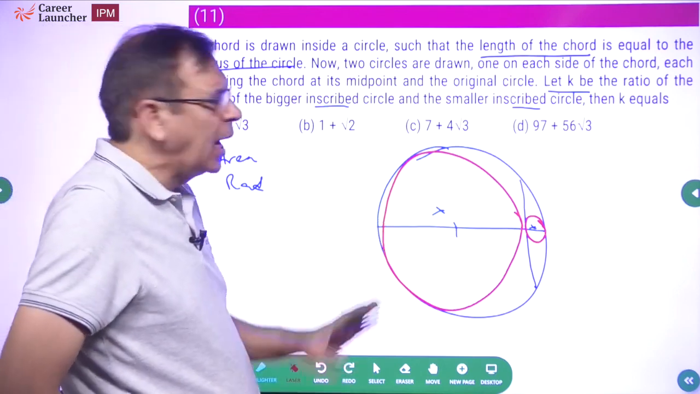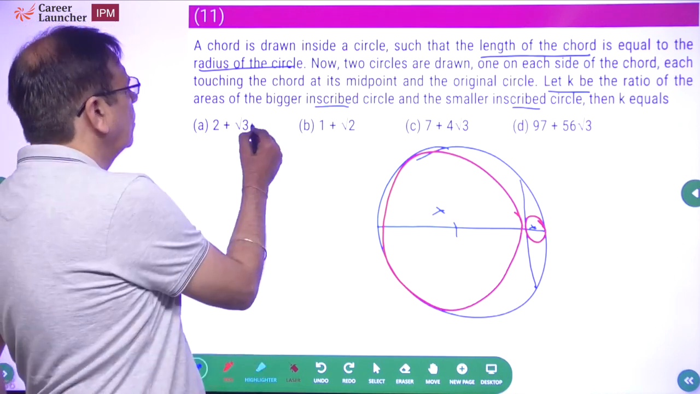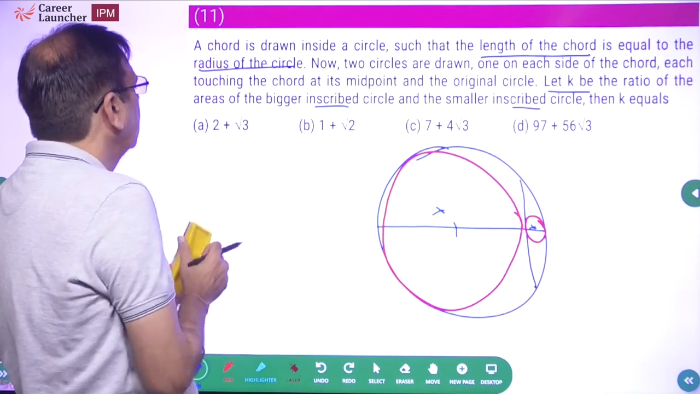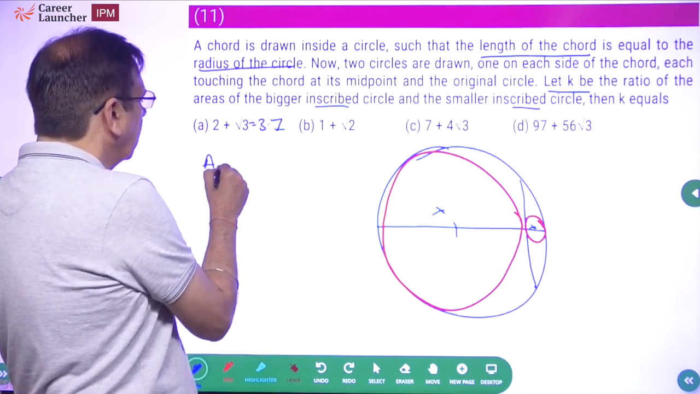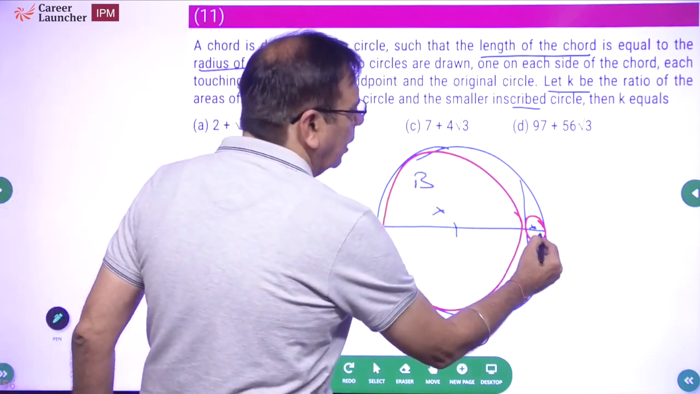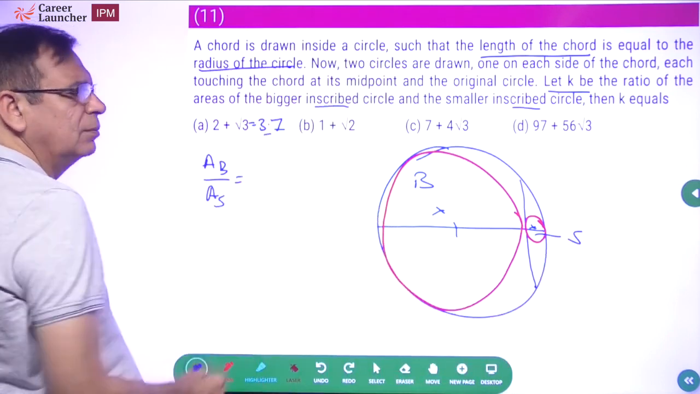Can we do it mathematically? I don't want to do it. I will see if I can use the choices. What does the question say? What is this? 2.2 plus 1.7, 3.7. It's saying equal to 3.7. Ratio of area: area of the bigger circle to area of the smaller circle. This is the bigger circle and this is the smaller circle. It's saying equal to 3.7.